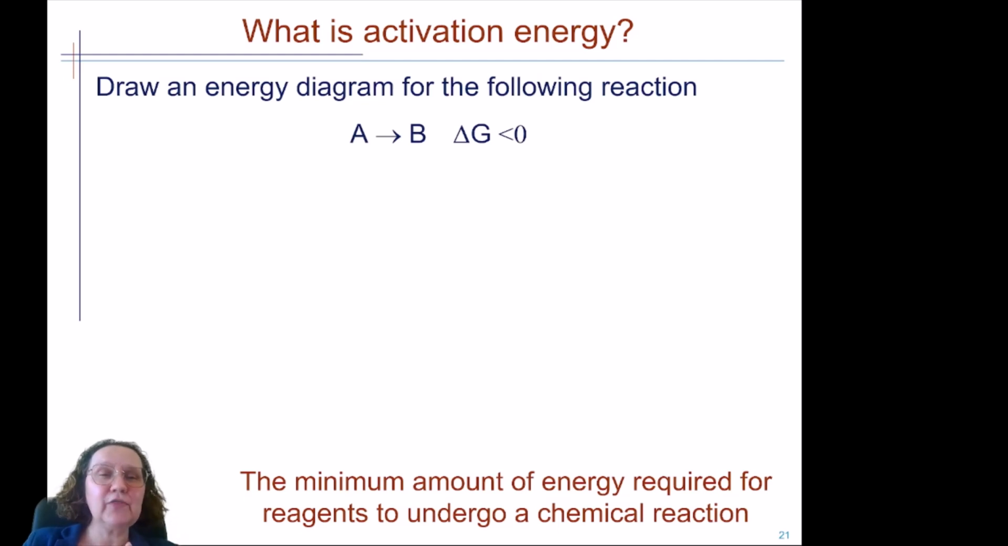Let's have a look at how that might look in a graphical way. I'm going to ask you to stop the video and draw an energy diagram for this reaction, as we have done in previous videos. You have a reagent A that produces a product B, and this reaction has a negative delta G. So this reaction is spontaneous.